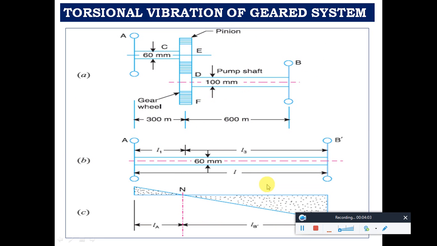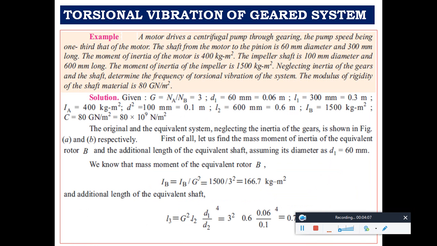So the thing is that this diagram is very important, then only you can understand it, and also finding the equivalent mass moment of inertia and the length of the equivalent shaft. This is very important.